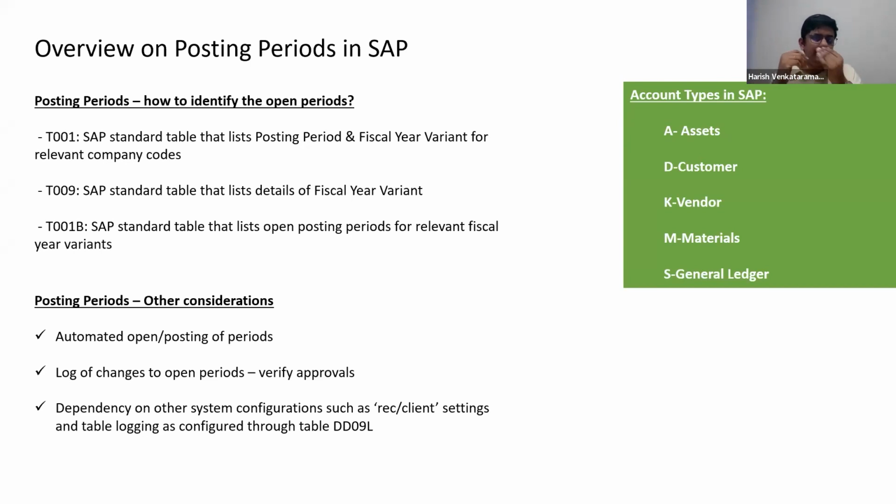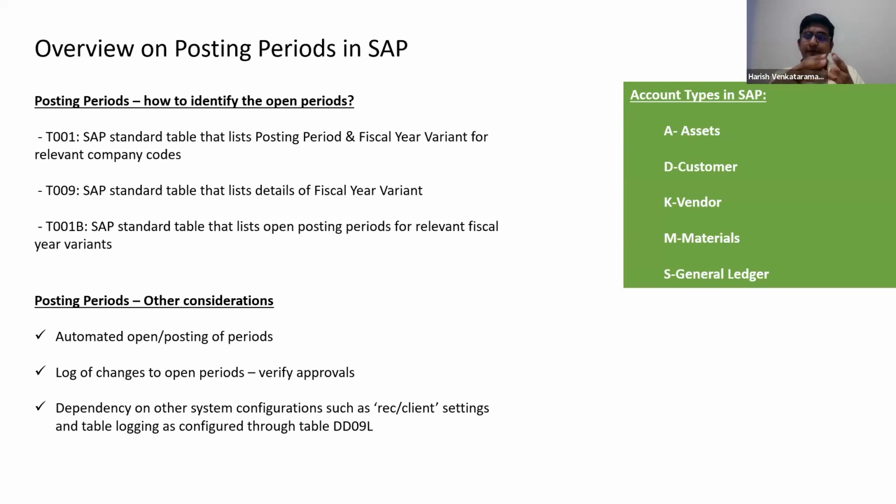Now, how do we identify whether the periods have been opened before, when they're not supposed to be open, right? Again, this is where I would want to refresh the memory on the transaction code called SCU3 that generates the log of all such changes that we were discussing also, right?